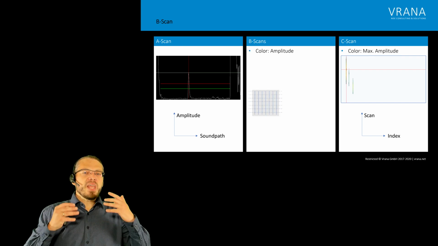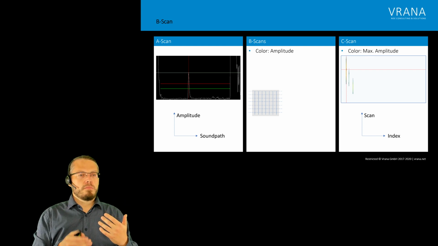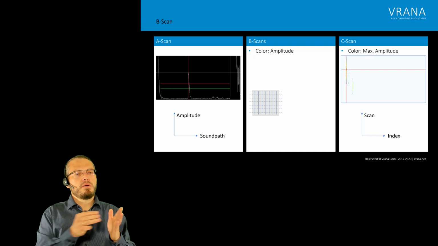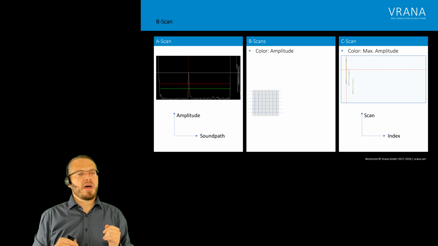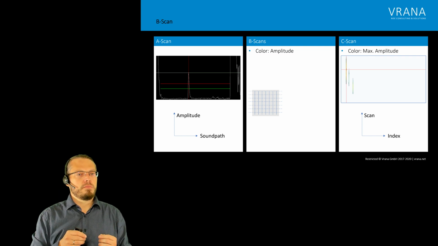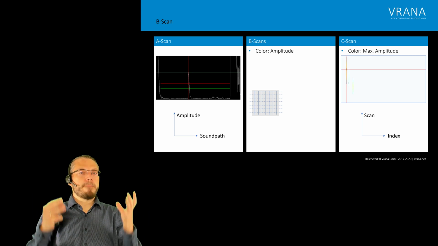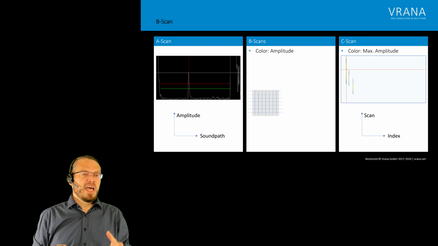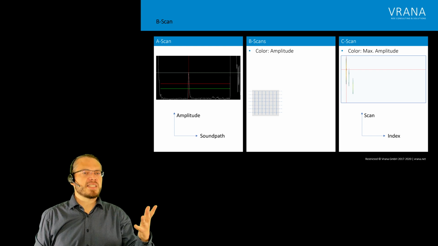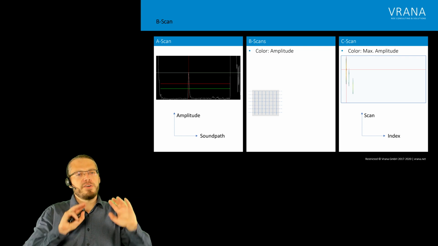Now, the problem is if there is one big indication and a smaller one on a different sound path, then that big indication can be hiding the small one on a C-scan, just because we're displaying the maximum amplitude. And that's where B-scans can help. For sure, we can also look at the individual A-scans, but B-scans can help us get a quicker view.